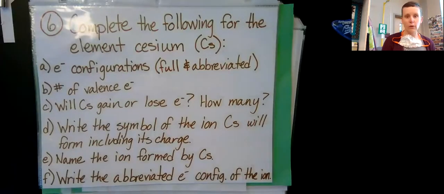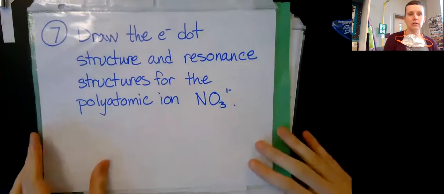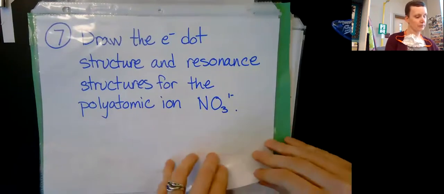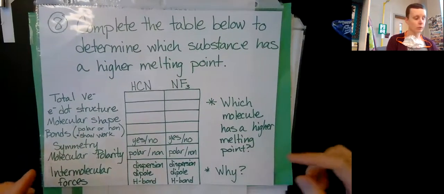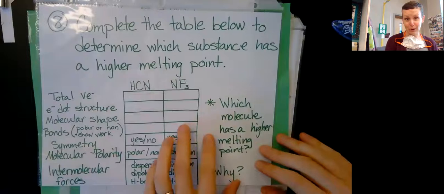Question number 6 is going through using an element, its electron configuration, trying to figure out how it will become stable by becoming an ion. Seven, the electron dot structure and resonance structures for nitrate, which is NO3 1-. Number 8 is our shapes lab table. So you'll do 2 molecules through this process and determine which one has the higher melting point and why. That is it for the problems part of the exam.